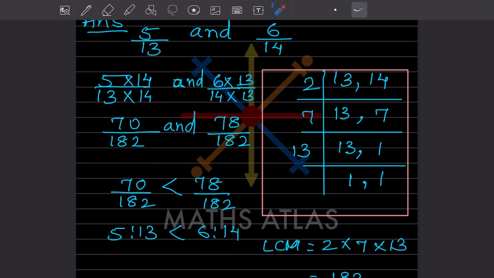So what is that? 70 is what? Less than 78, or we can say 78 is greater than 70. So you know this crocodile's mouth, where does it open? At the bigger number.